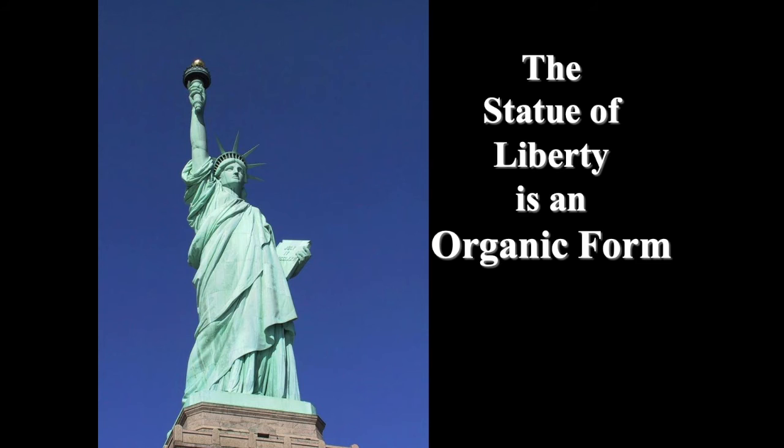So the Statue of Liberty is not a cone. She is not a sphere. She is not a cylinder. She is not a rectangular prism. So what kind of form is she? She's not a geometric form. She is an organic form. So this is a good example of a sculpture using organic forms.